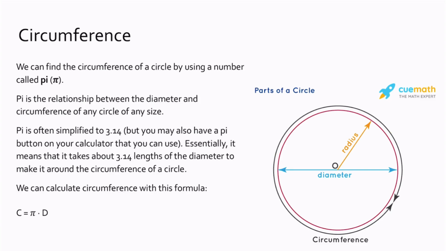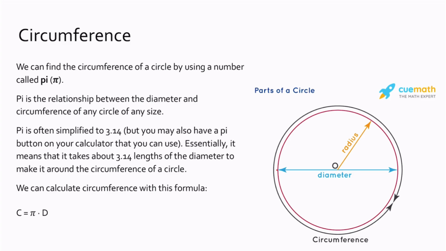And we can find the circumference of the circle by using the number that we call pi. Pi is often simplified to 3.14. It's a much longer number. It's actually a never-ending number. However, we don't need to know that specific of the number, so we are going to use 3.14.